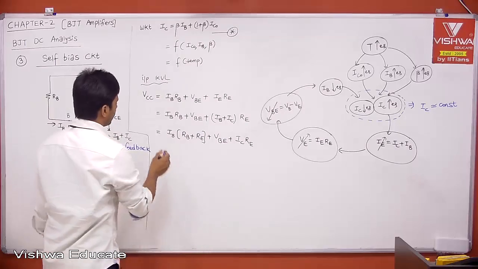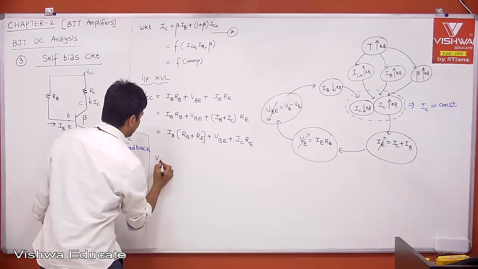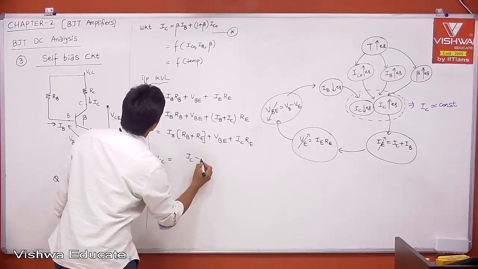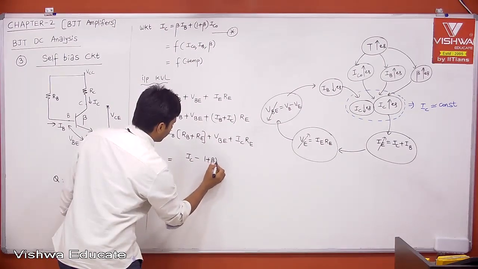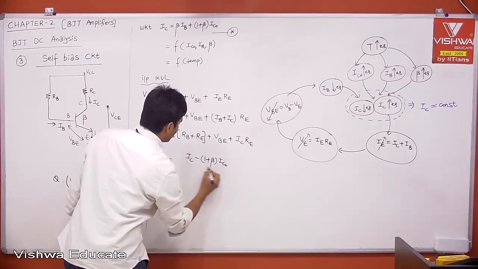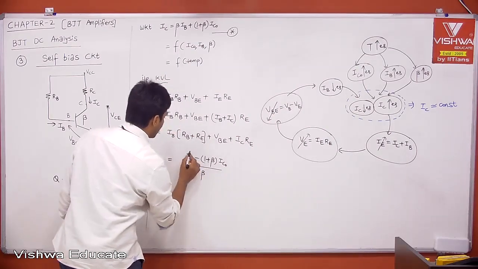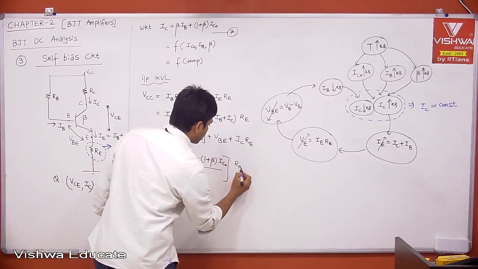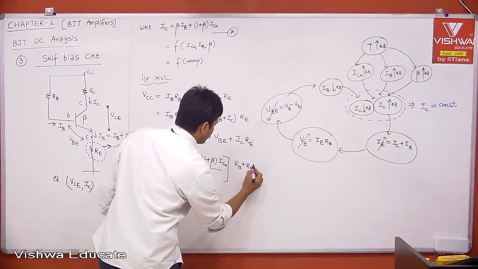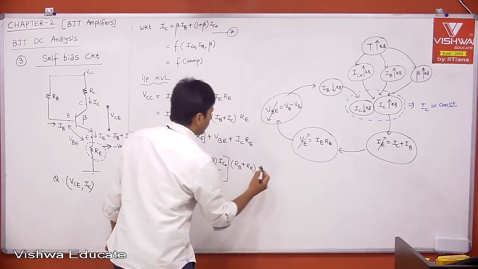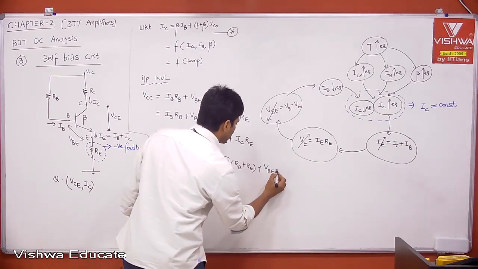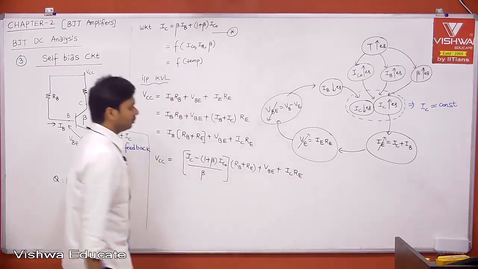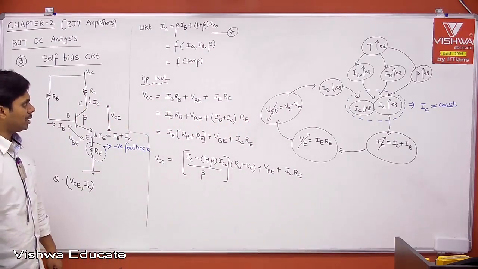implies what is IB? We already did it, right? Therefore, what is VCC? VCC is equal to IC minus 1 plus beta into IC naught by beta. This is nothing but IB value into RB plus RE, RB plus RE plus VBE plus IC into RE. I think now you can differentiate this, right?